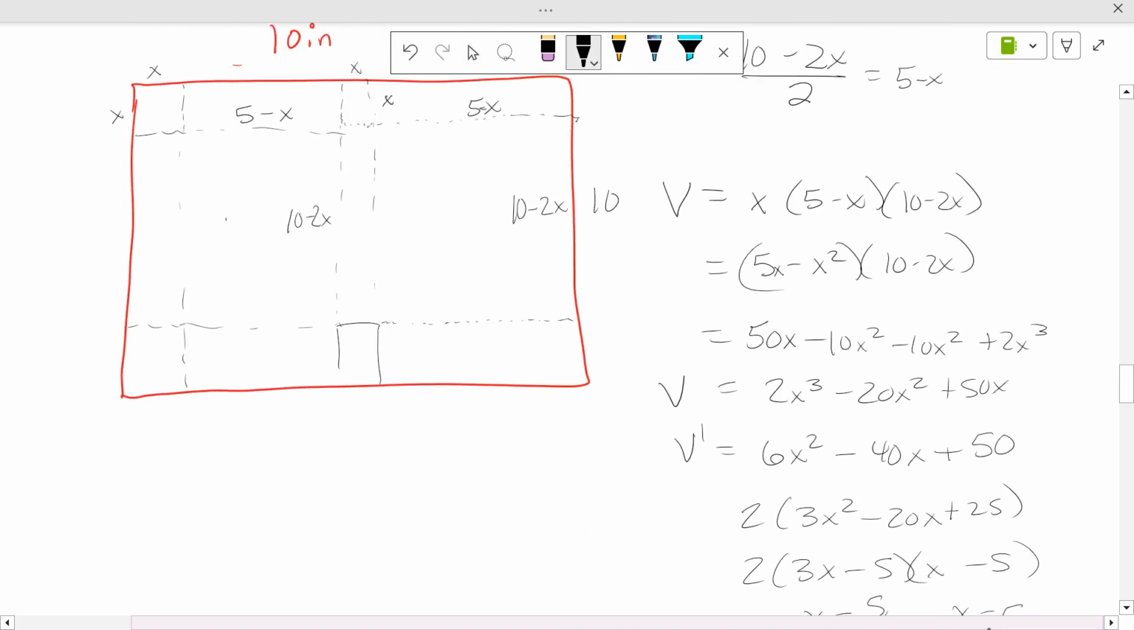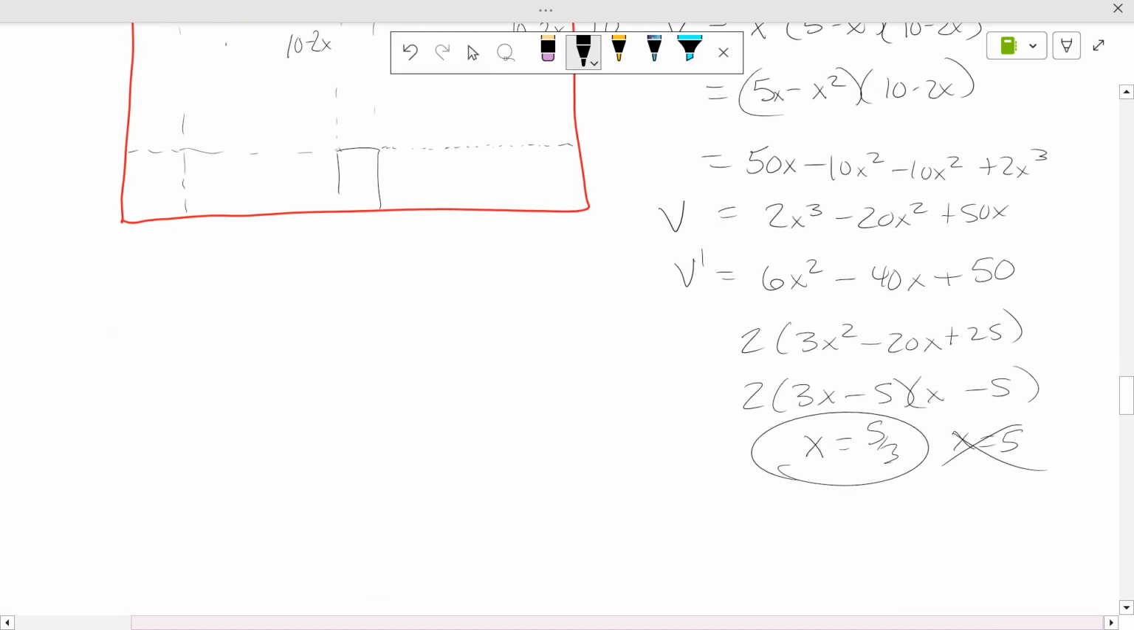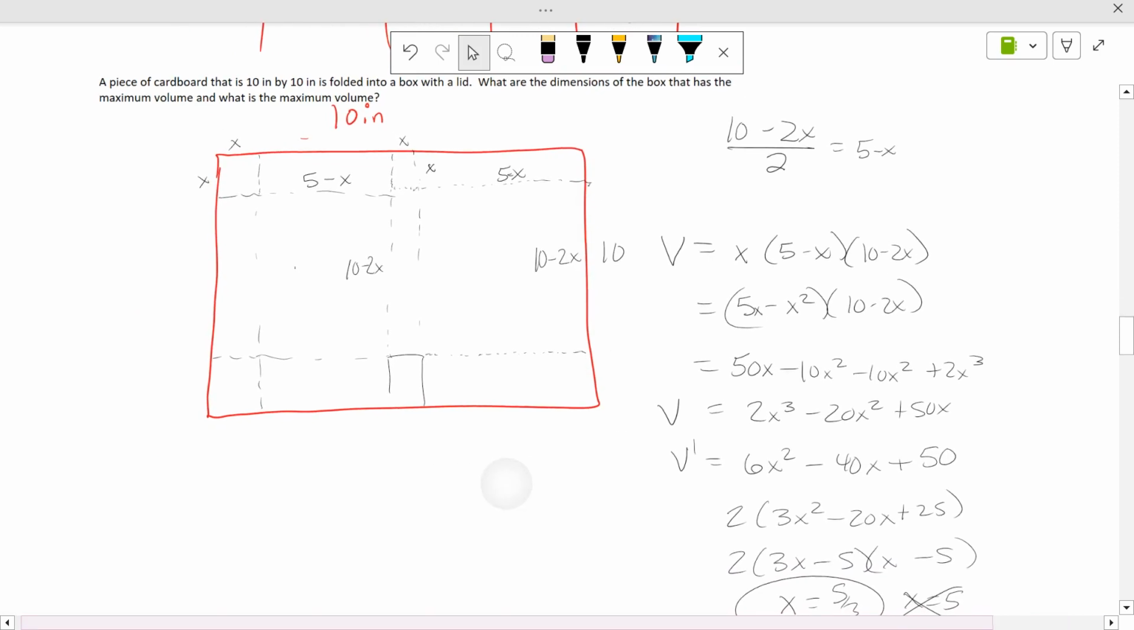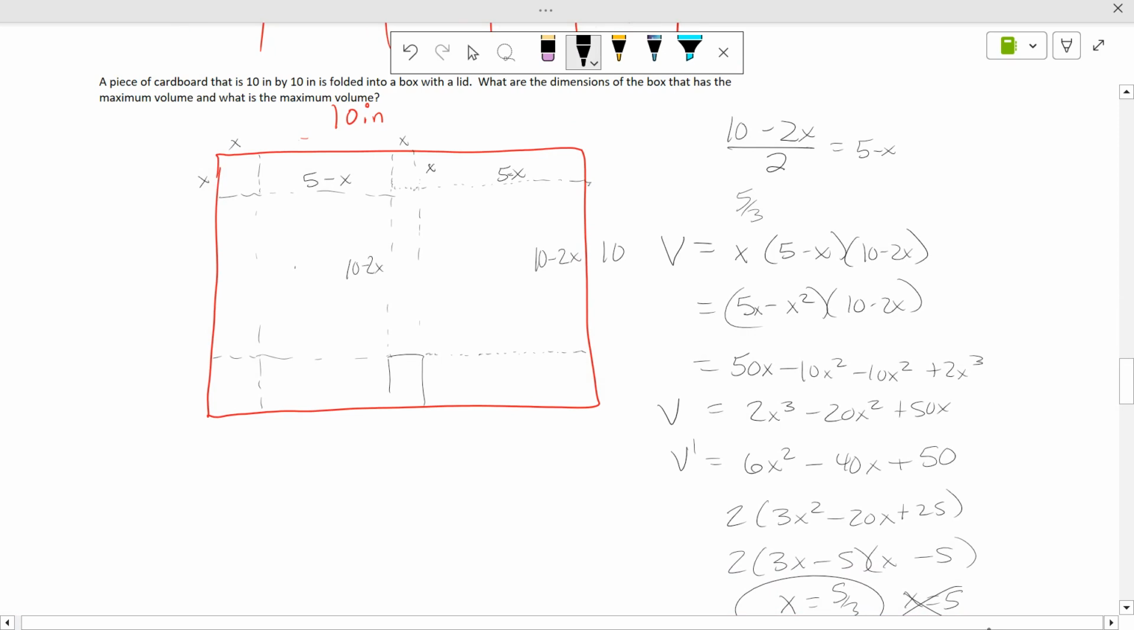Now if we make x 5, what happens to this side? It makes it 0. I can't have a side of 0. So that's gone. So x must equal 5/3. So if I get x equal to 5/3, and I want to find my volume, I just stick 5/3 times 5 minus 5/3 times 10 minus 2 times 5/3. And then I just multiply it out and figure out my maximum volume. Okay?